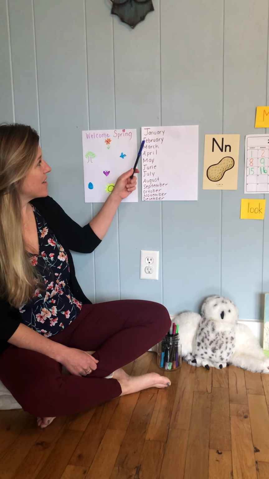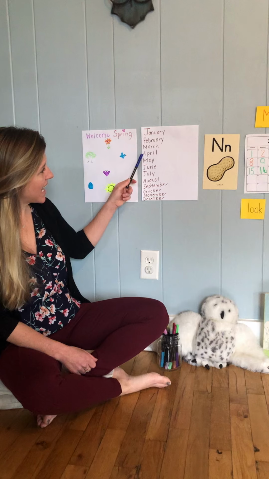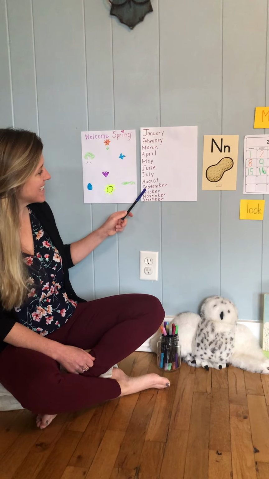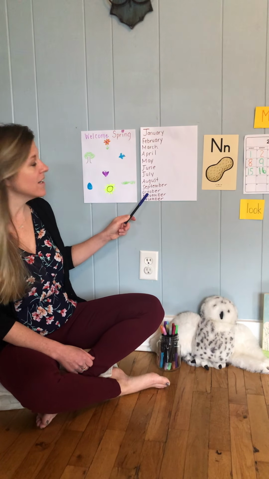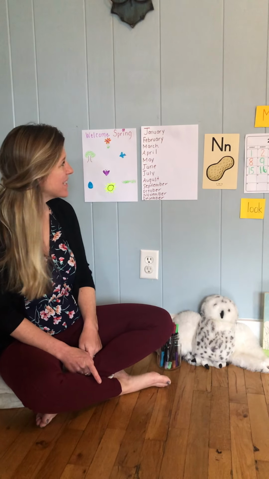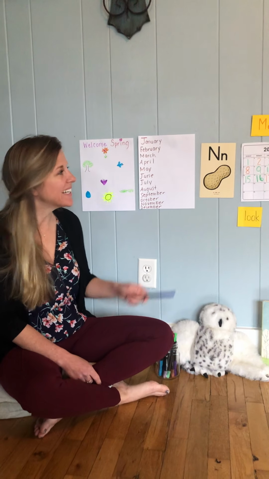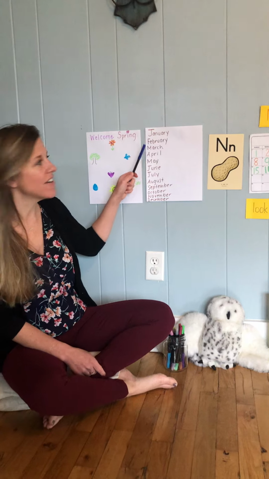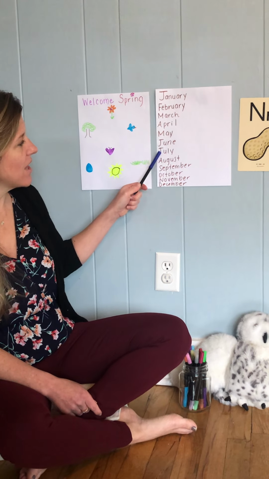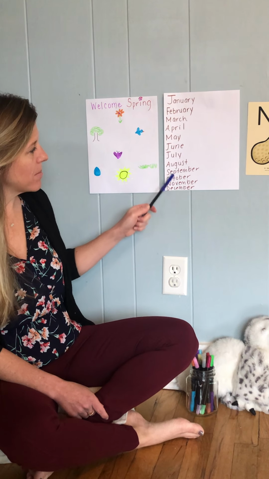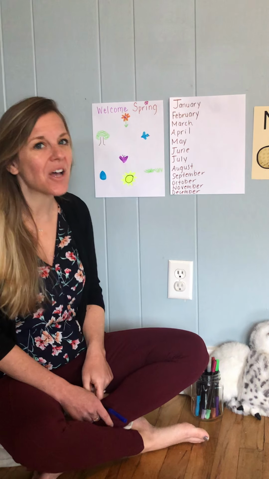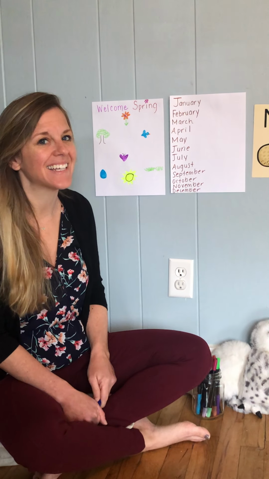There's January, February, March, and April, May, and June, and July, and August, September, October, November, December. These are the months, the 12 months of the year. Now let's whisper it. January, February, March, and April, May, and June, and July, and August, September, October, November, December. These are the months, the 12 months of the year.